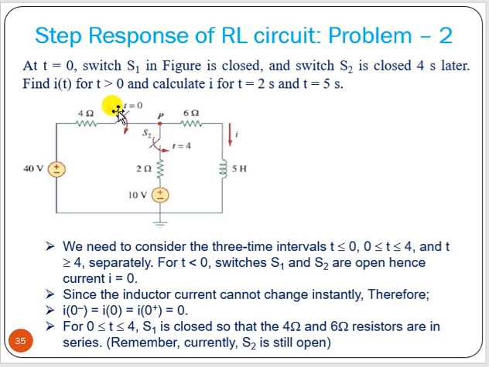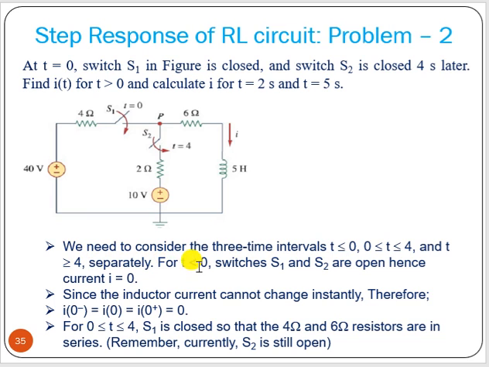Now see, the switch condition is what? It is going down. That means it was closed at t equal to 0. That means it was open at t less than 0. And this switch is open for t less than 4. At t equal to 4, it will move down. That means it will be closed, right? So we need to consider three time intervals: t less than 0, t greater than or equal to 0 to t less than or equal to 4, and t greater than 4.